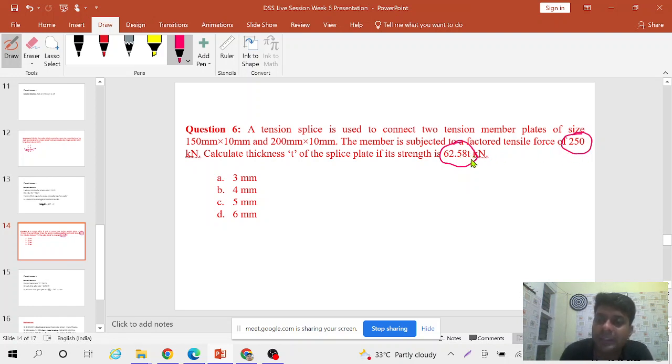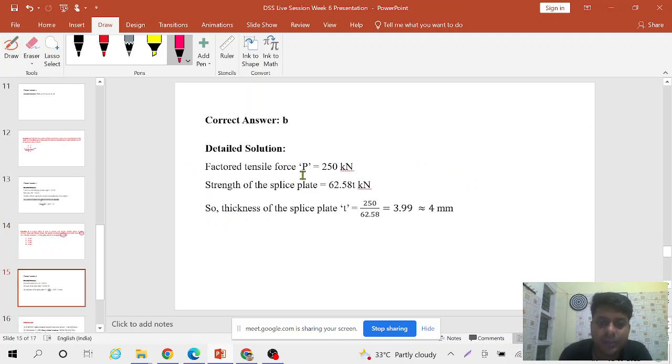So the minimum thickness of the splice plate which you have to keep is 250 upon 62.58. So here P is equal to 250 kilonewton, and the strength of the splice plate is 62.58 T kilonewton. So the thickness of the splice plate T is equal to 250 upon 62.58, 3.99, that is equal to 4 mm. So minimum thickness must be equal to 4 mm.